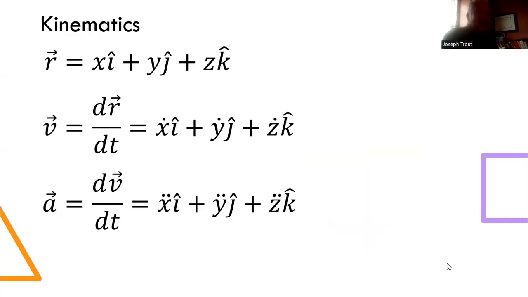In kinematics, this r here is position, and it shows your position along an x, y, and z axis. Think of it as forwards and backwards, left and right, and up and down, so where the particle or object is found. Velocity means speed and direction: how fast something is moving and the direction it's moving. And acceleration is how fast your velocity is changing, and once again it also includes a direction. So maybe you're speeding up or slowing down.